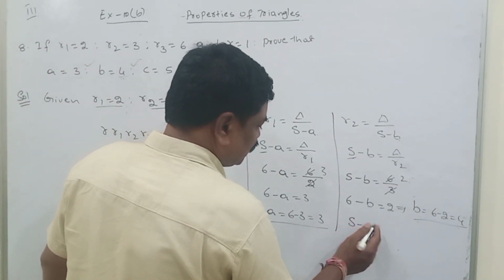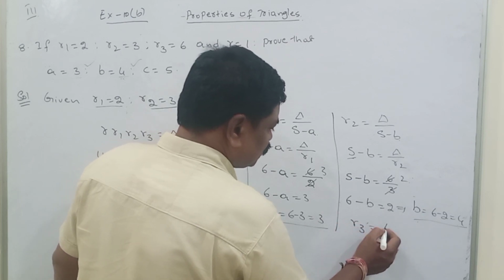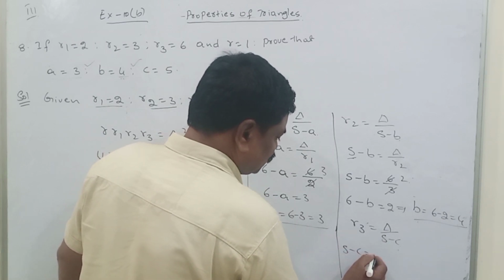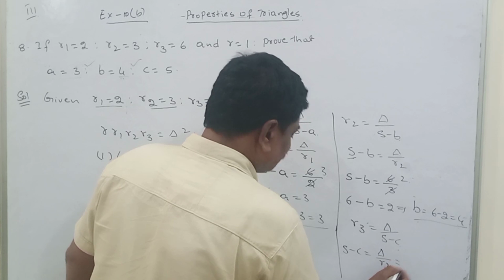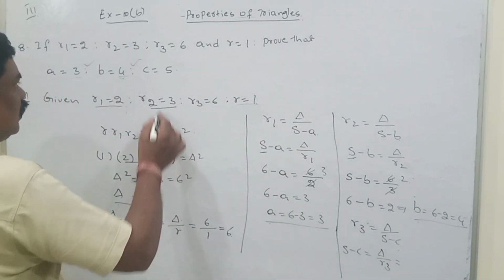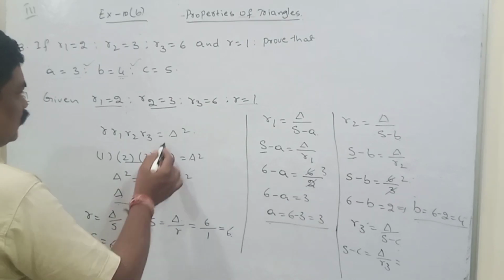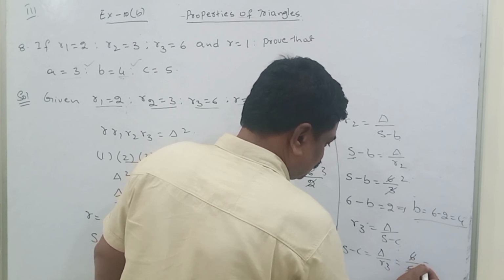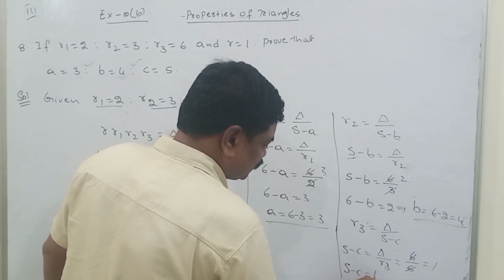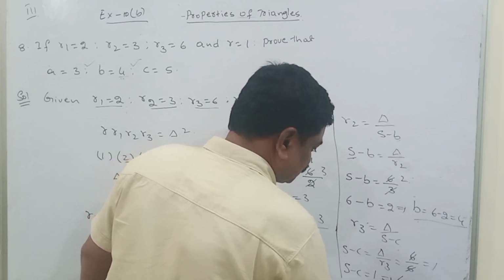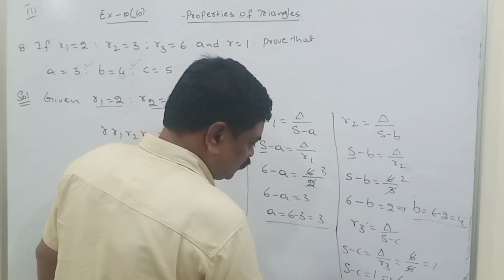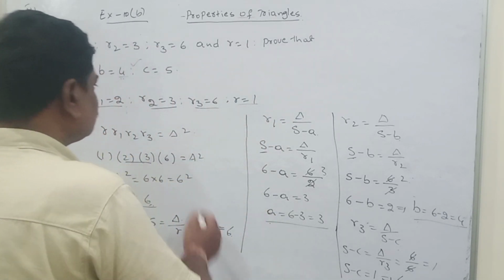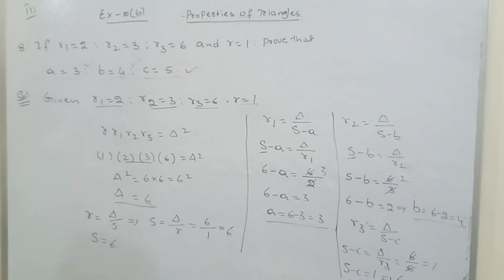Next S minus C. So R3 is equal to delta by S minus C. S minus C is equal to delta by R3. Delta value 6. R3 value is what? 6. So 6 by 6 is equal to 1. S minus C is equal to 1. 6 minus C is equal to 1. So C is equal to 6 minus 1, is equal to 5. C value 5. Okay, all of you. That's all.